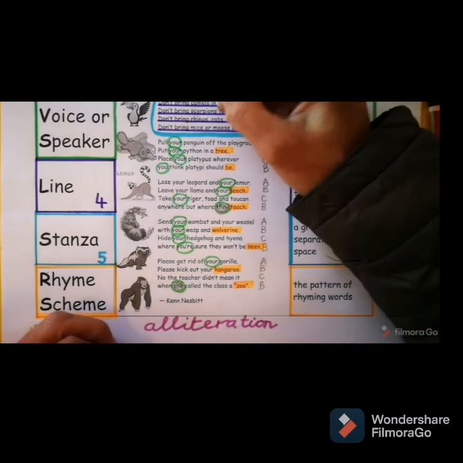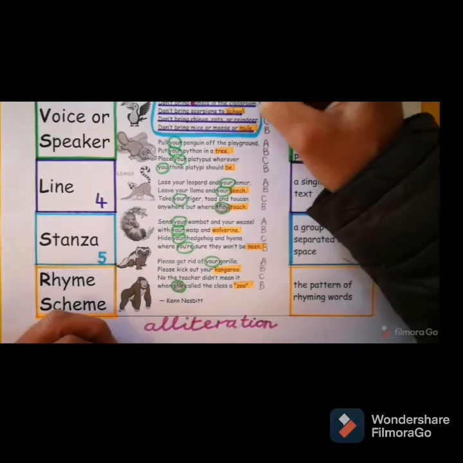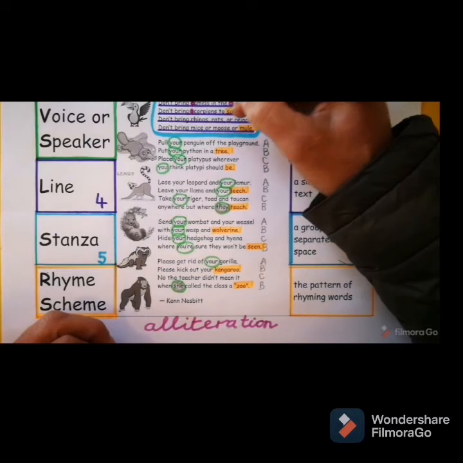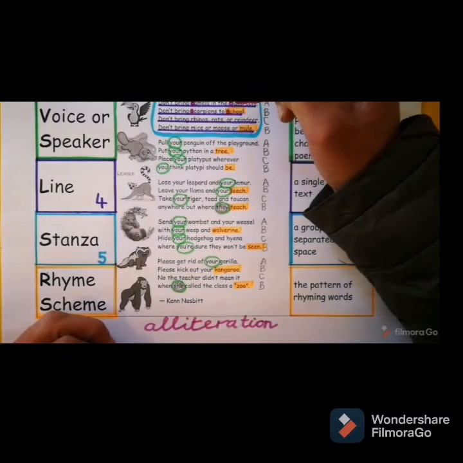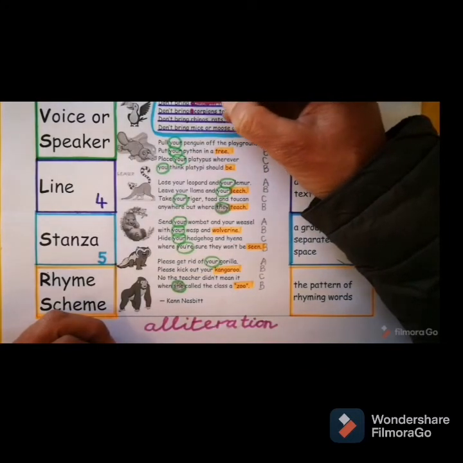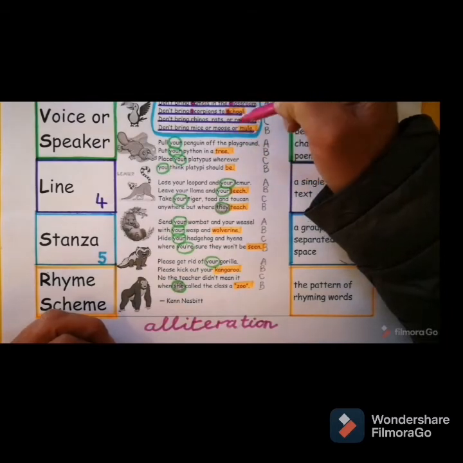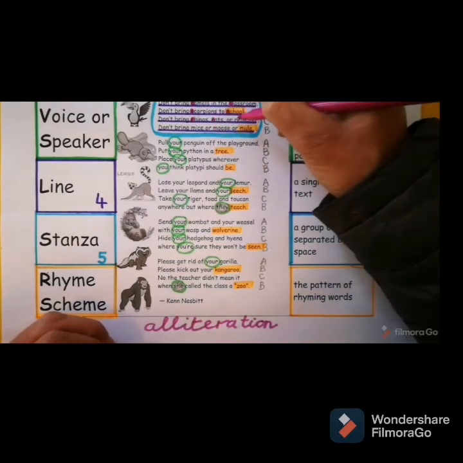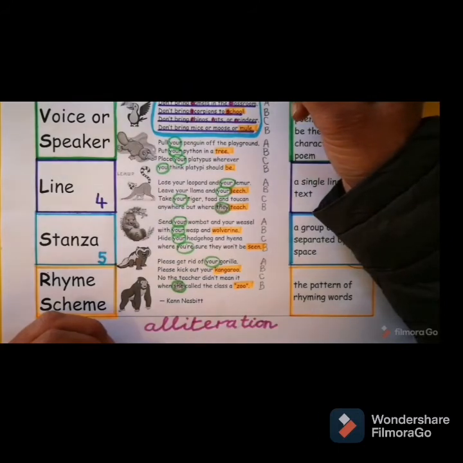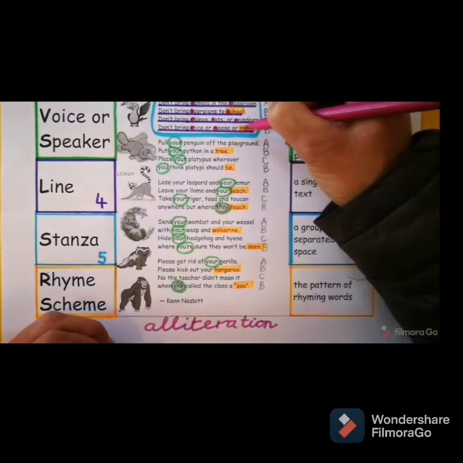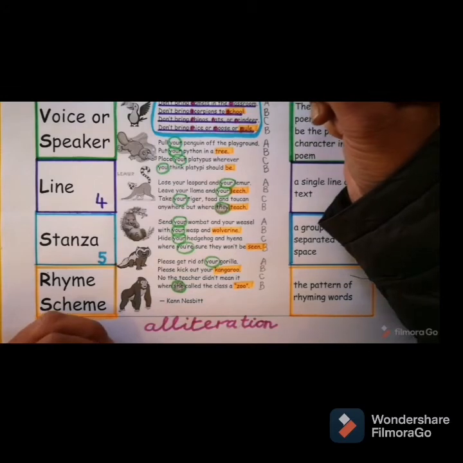Let's go to the first line. Don't bring camels in the classroom. Don't bring scorpions to the school. He chose a K for camels and classroom on purpose to create a rhythm. Don't bring scorpions to a school. Don't bring rhinos, rats or reindeer. Don't bring mice or moose or mule. By doing that, he's creating a rhythm. Can you hear it?